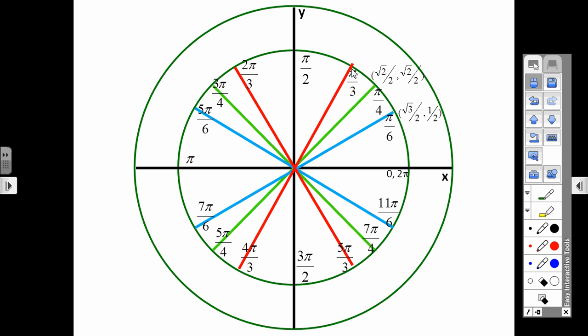For this line at 60 degrees, or pi over 3 radians, when we drop our line down here, this angle is the 60 degrees, and the little angle up here is 30. So that means this side is going to be the 1/2, and this side is going to be the root 3 over 2. So pretty much these coordinates are the same as those, just x and y have been switched.